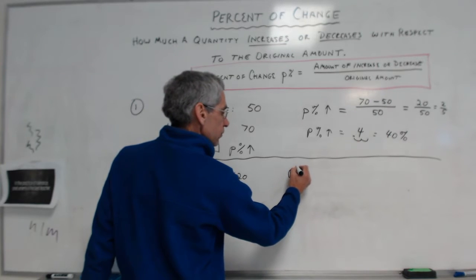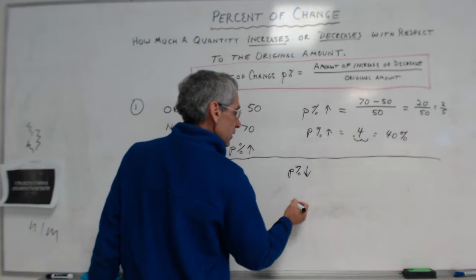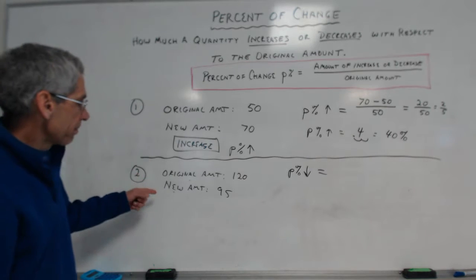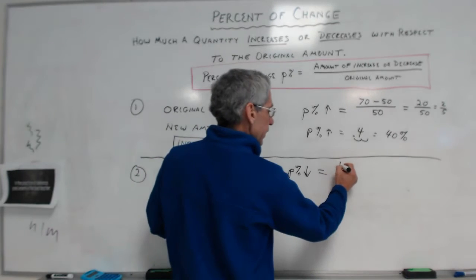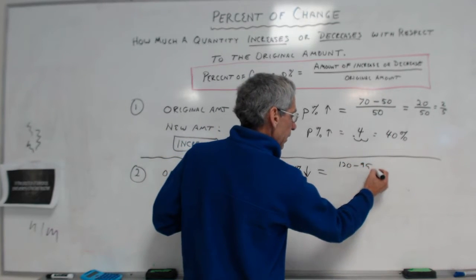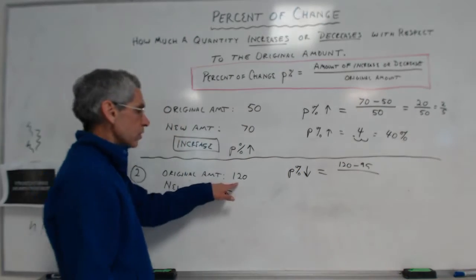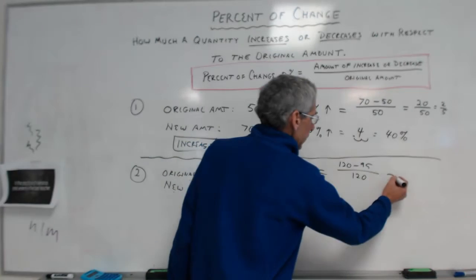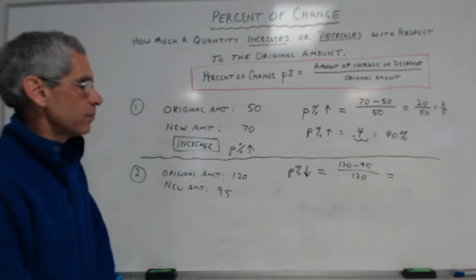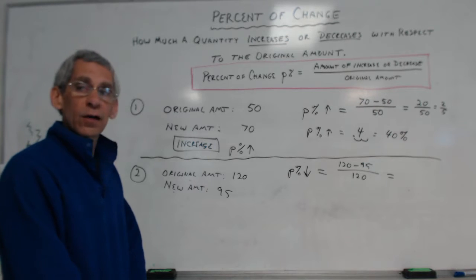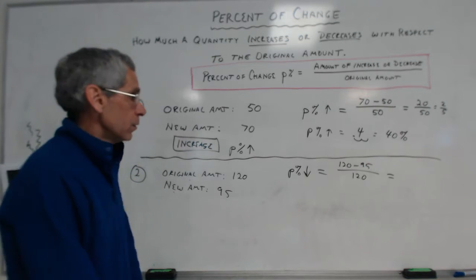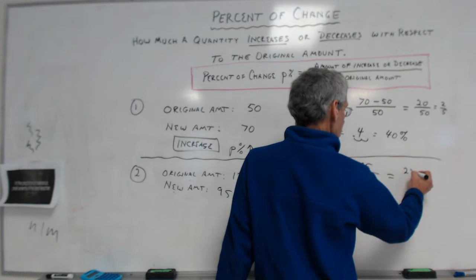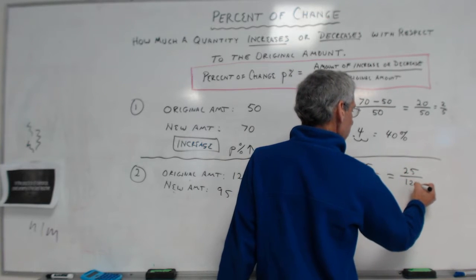So the percent of change, and in this case it's a decrease, so I put my down arrow, is equal to, I'm going to take the bigger number, 120, minus 95, and put it over the original amount, which is 120. Okay? So what is 120 minus 100 would be 20. 120 minus 95 would be 25, right? So I've got 25 over 120.